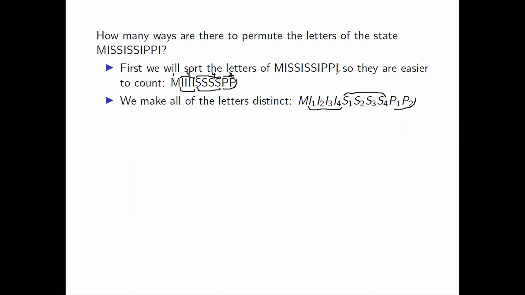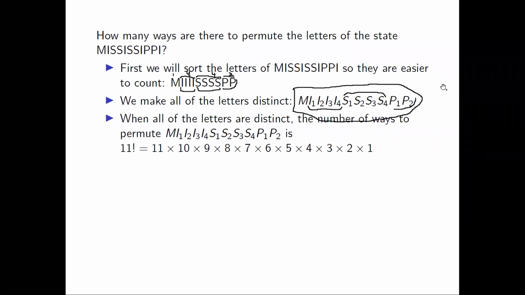All I did is take the letters that were repeated and give them some subscripts to make them all distinct. Now, since I want to find the number of permutations of the state name Mississippi, I can first find the number of permutations of this new word that I just constructed, which has each of the repeated letters with an added subscript to make them distinct. And that one we already know how to do. All the letters are distinct there. So the number of ways to permute that one is just the number of letters in it, factorial. It has 11 total letters, so it's 11 factorial. And that is what we have on this bullet.